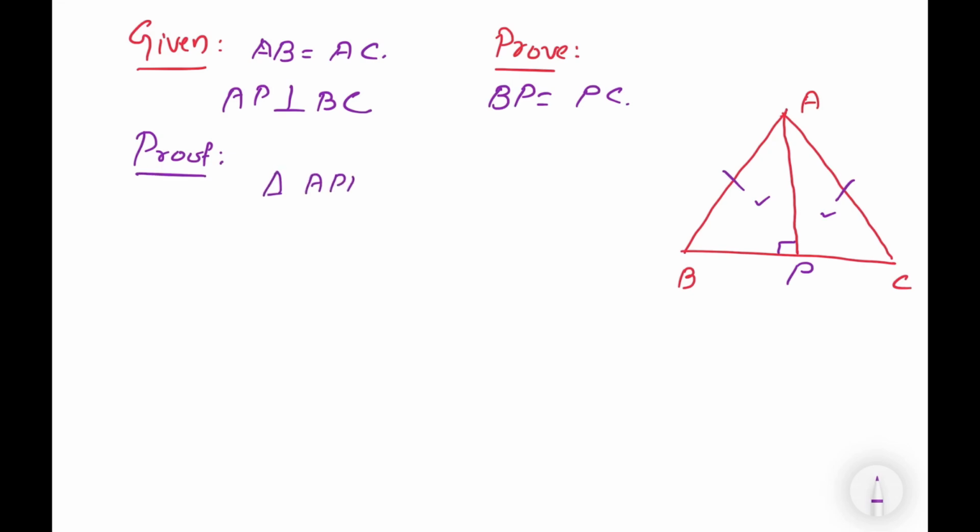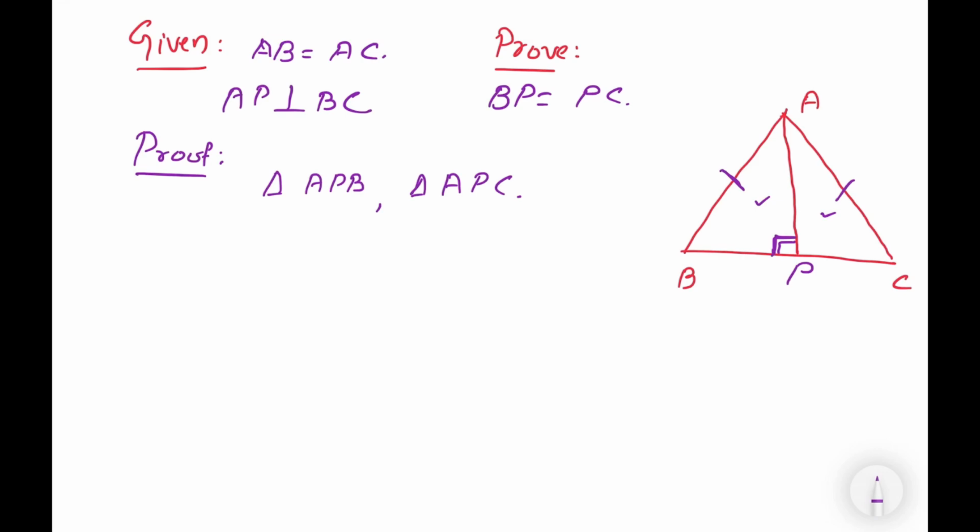Triangle APB and triangle APC. Now here we will check whether we can use RHS. Right angle is there, that is P. This is the right angle P, and the hypotenuse is also available. If the hypotenuse is there, then immediately you can go for RHS. If the hypotenuse is not available, then you should go for some other criteria.